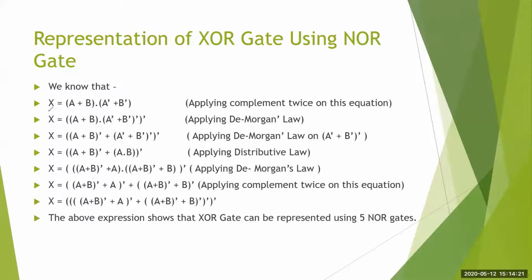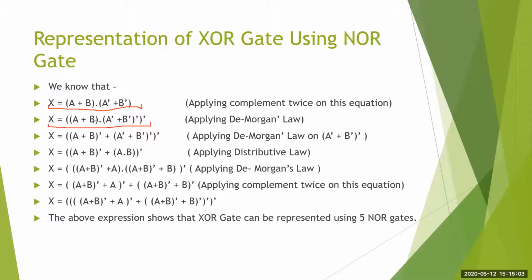In the previous slide, we derived the expression for a XOR gate as X equals (A plus B) dot (A complement plus B complement). Now we are going to convert this expression into the form of Boolean expressions for NOR gates. Now we know that the complement of A complement equals A. Using that property, if we apply complement twice on this equation, its meaning will not change. So applying complement twice on this equation, we get the complement of the complement of (A plus B) dot (A complement plus B complement). So we get this expression as a result.